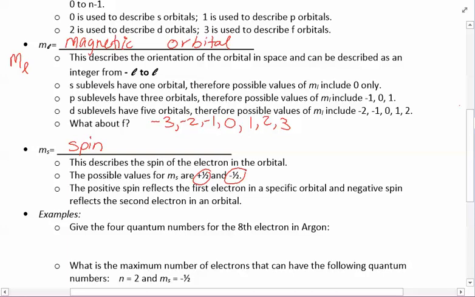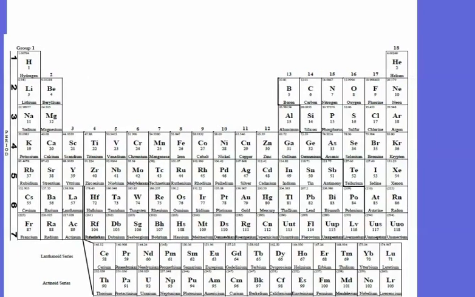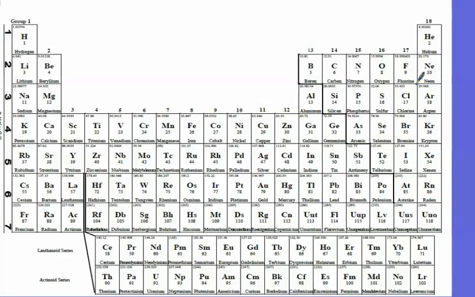So we're going to go through some examples. I'm going to pull up a periodic table to make it a little bit easier to talk about. Our first question is asking for the 8th electron in argon. If we're taking a look at the periodic table, argon is located right here.